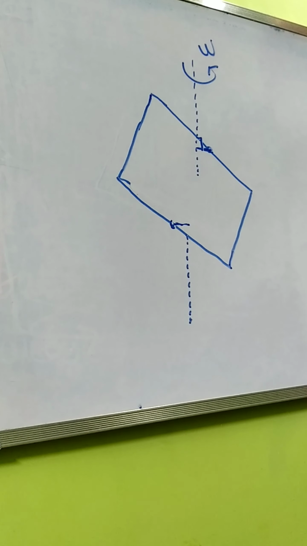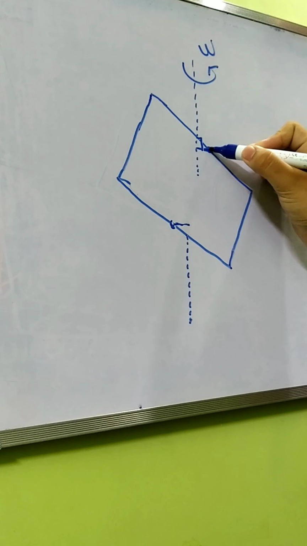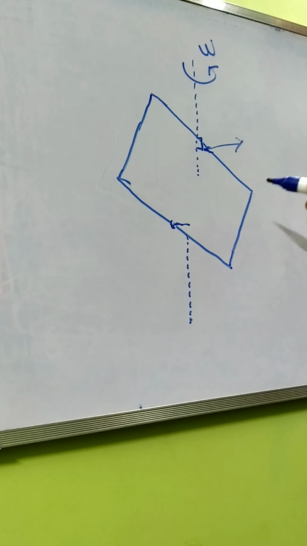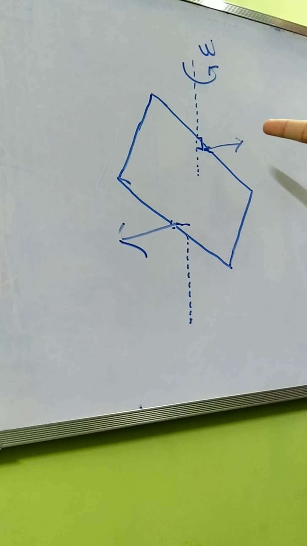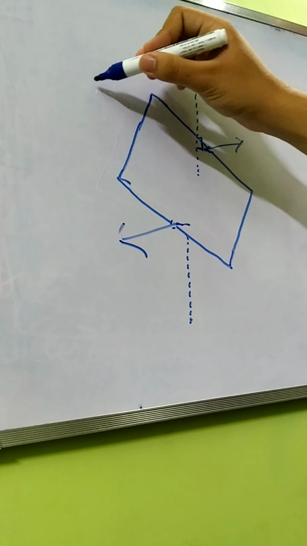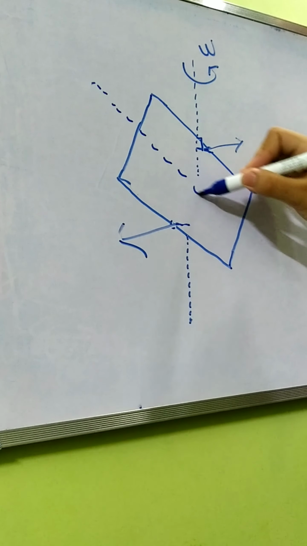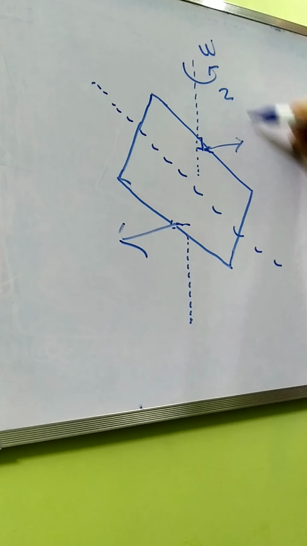Now if it is perpendicular to the axis, then we know that the centrifugal force always acts away from the axis. So for this, it will act in this direction, and for this point it will act in this direction, resulting in a moment around this axis. This may be the z axis, this is the x axis, resulting in a moment in this axis. Let me show practically.